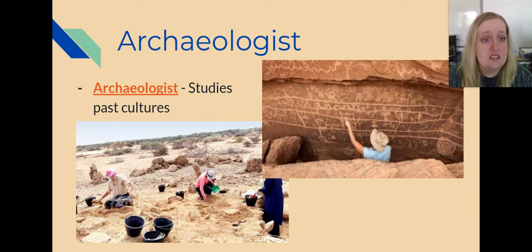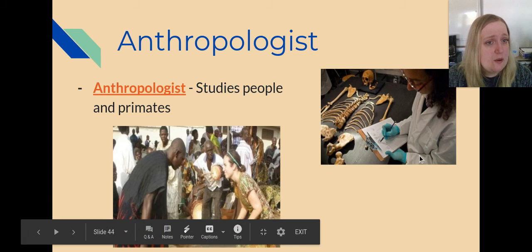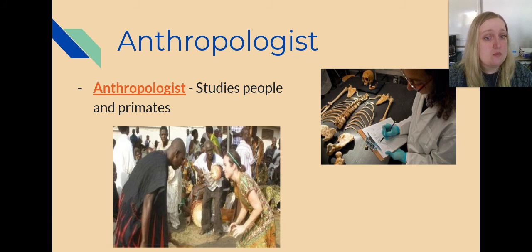So they're going to look at past human cultures, how they lived, maybe their languages that they left. Anthropologist. An anthropologist is a scientist that studies people and primates. There is actually a branch that specifically just studies non-human primates. So this is going to actually focus more on people. So an anthropologist. Anthro actually means something to do with humans. Picture you'll see is this one. This is a forensic anthropologist that's studying a skeleton to see how that person died.